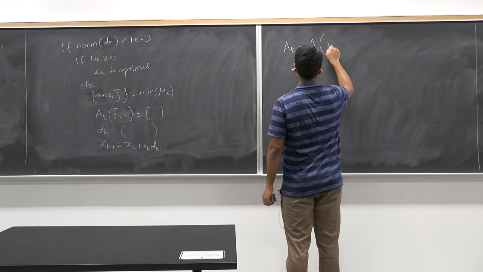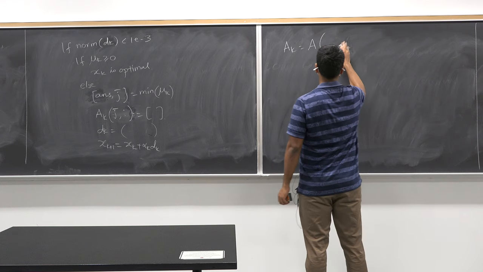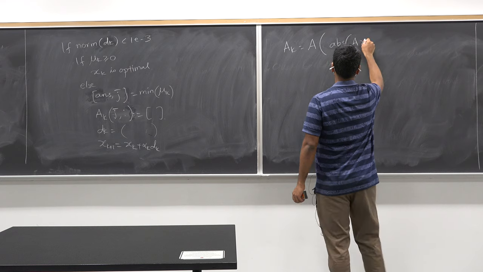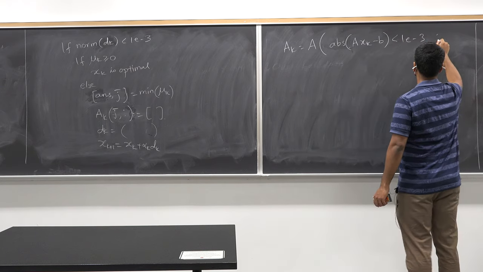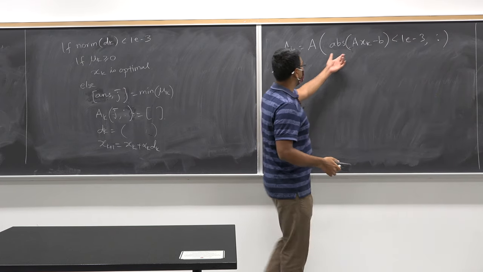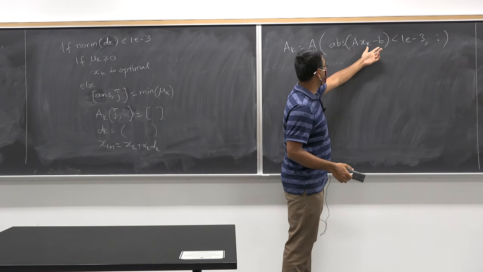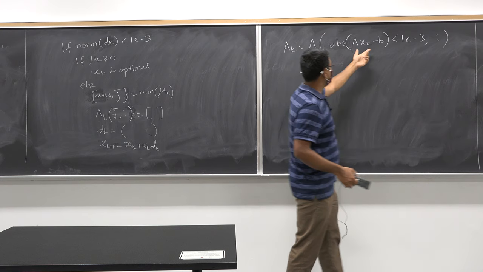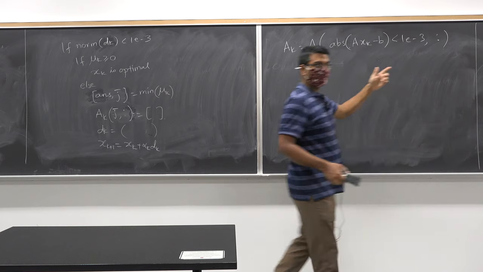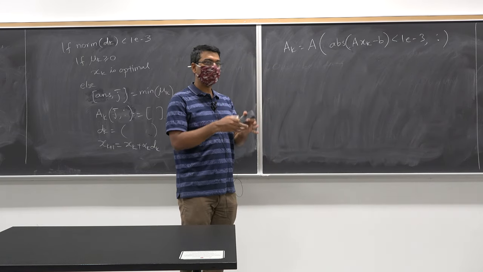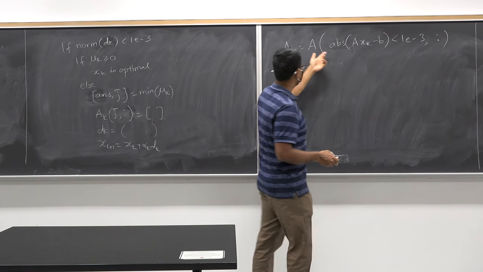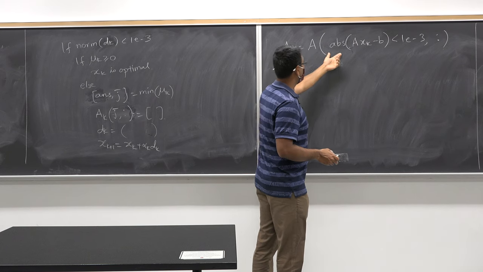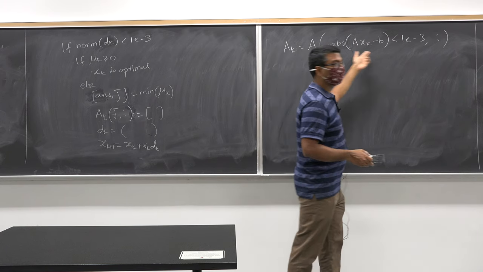ak equals a of abs of a xk minus b less than 1e minus 3. So what this does is it looks at the entire vector a xk minus b, and if an entry is less than 1e minus 3, it means that constraint is active. So that particular row will be true. And then ak will contain all those rows of a where this statement holds true.